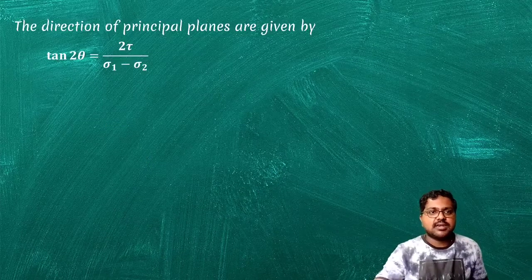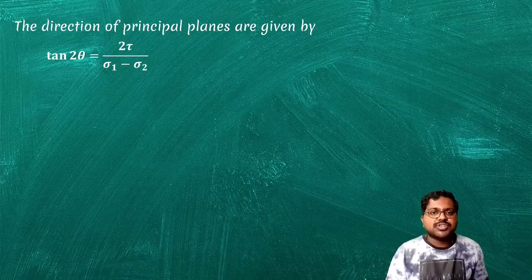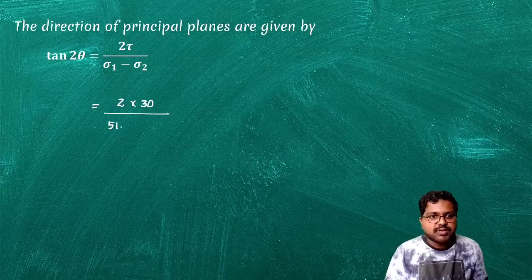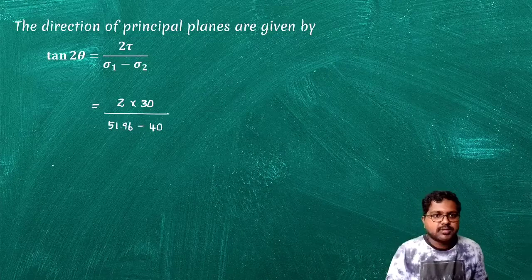So let us see here, for the direction of principal planes, we have the condition tan 2 theta equal to 2 tau by sigma 1 minus sigma 2. With this condition, we will locate the position of principal planes. So apply the values of sigma 1, sigma 2 and tau here. Tan 2 theta equal to 2 into tau, which is 30 Newton per mm square, by sigma 1, that is 51.96, minus sigma 2, that is 40.